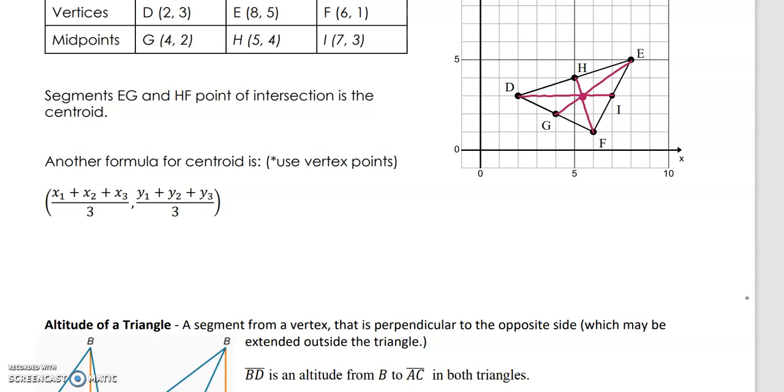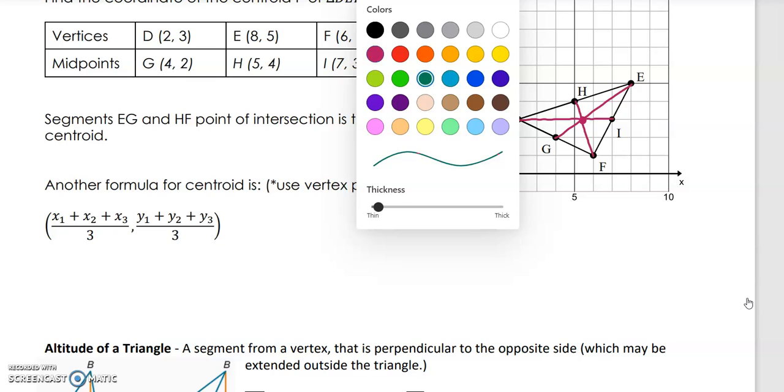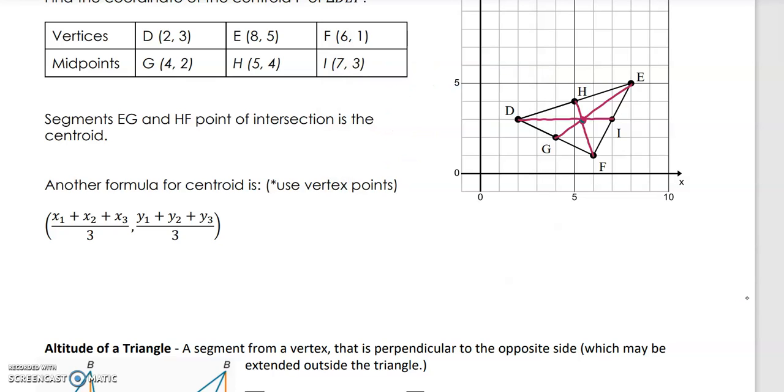And that is with this formula here, where we just add up all the x's and divide by 3, add up all the y's and divide by 3. And that actually will find us our centroid. Now, we want to make sure that we use the vertex points. So these 3 points up here, not our midpoints.